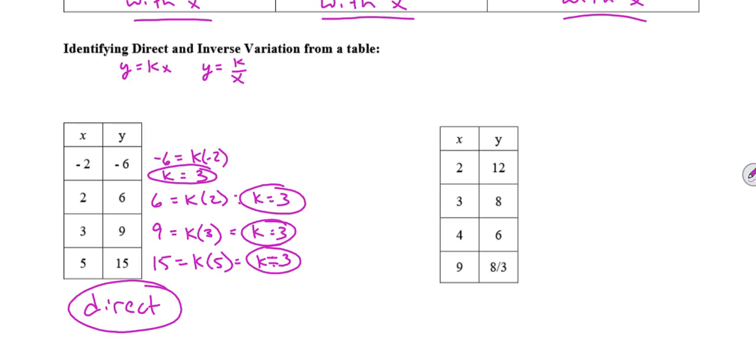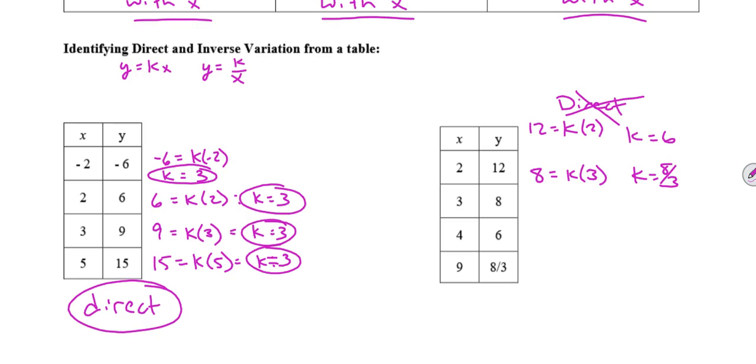So let's try this one, right? Let's try direct. So 12 equals k times 2. So k would equal 6. 8 equals k times 3. Well, k would equal 8 over 3. Well, those aren't the same. As soon as you get one that stops, it's not direct. So let's check inverse.